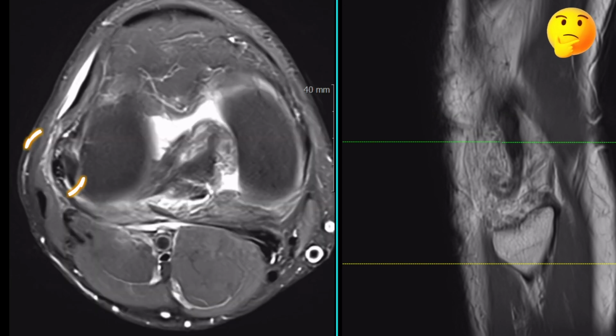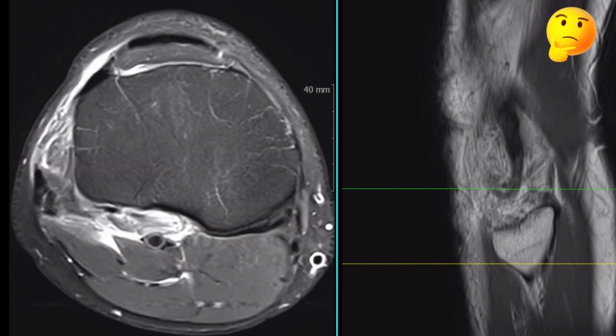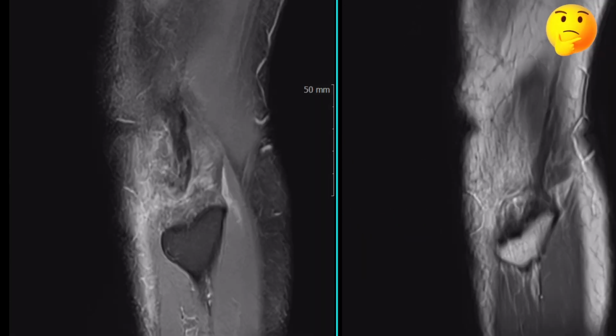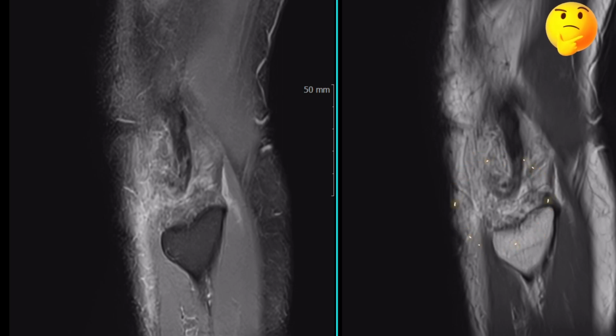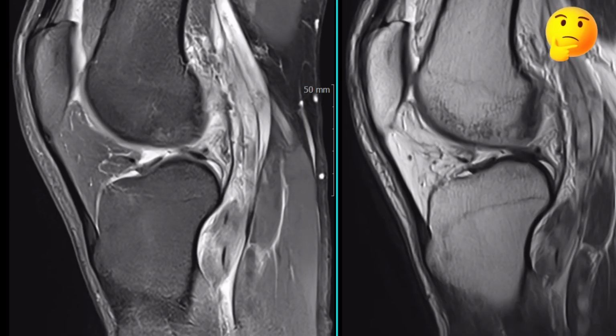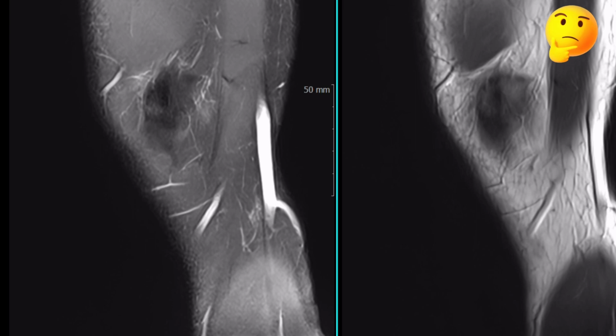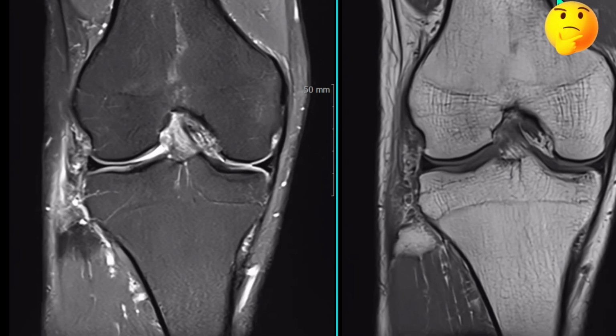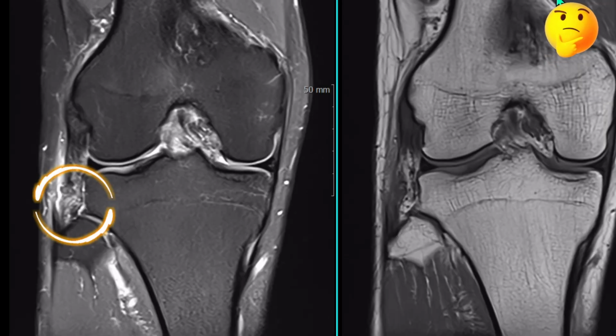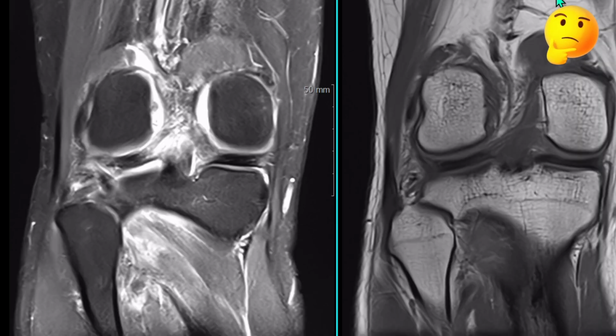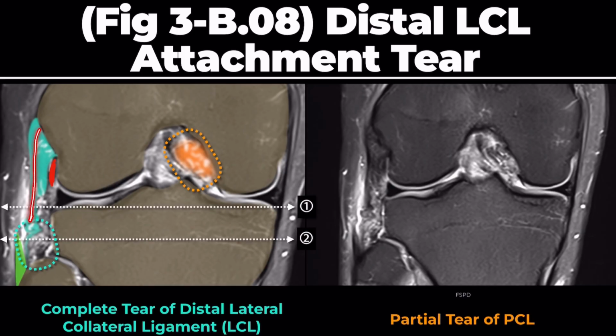Let's start with MRI. This is a case of a patient with a PCL tear. Apart from the PCL, what else seems abnormal? This is a case of a complete tear of the distal LCL. We can see that there is a complete tear of the distal LCL.